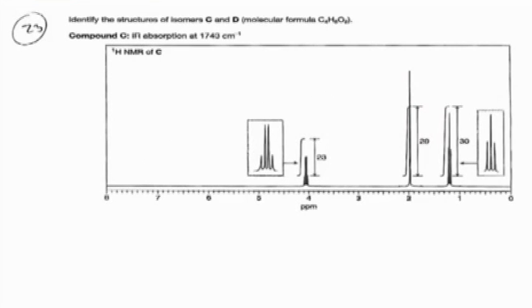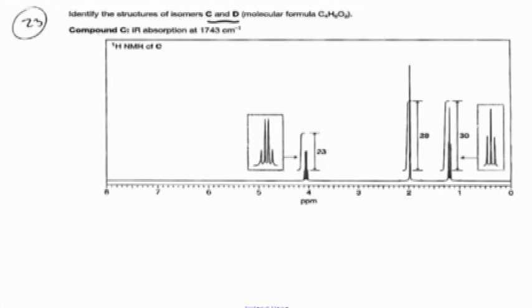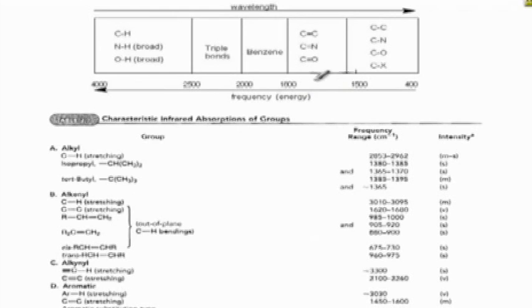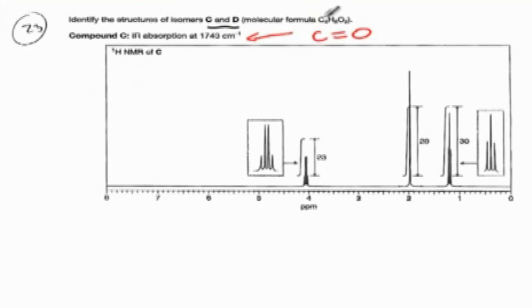Okay, let's get started. So the first problem, it says identify isomers C and D, and the molecular formula is C4H8O2. So let's do a quick IHD. Actually, let me just analyze the rest. So here it's 1700. Remember, anywhere from 1600 to 1800 is a C double bond O, right? So if we go back right here, anywhere from 1600 to 1800, C double bond O. It could be a C double bond N or C double bond C, but the fact that I see an oxygen, it's probably going to be the C double bond O, right?